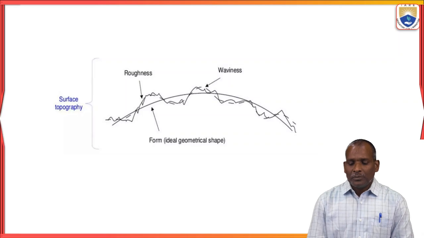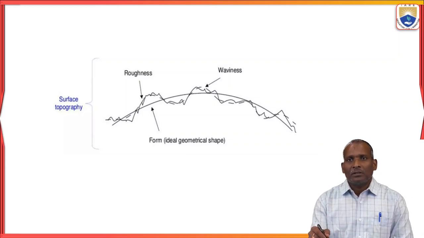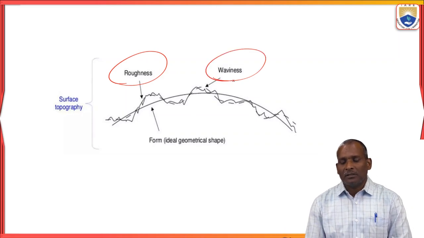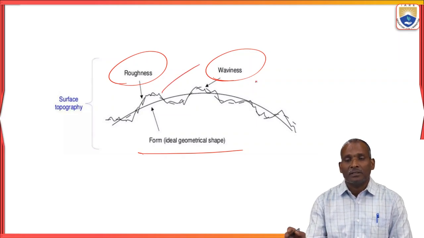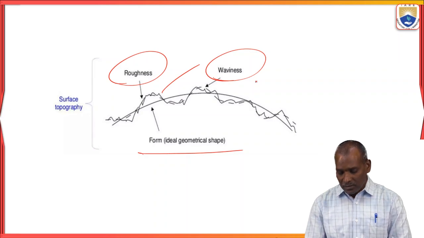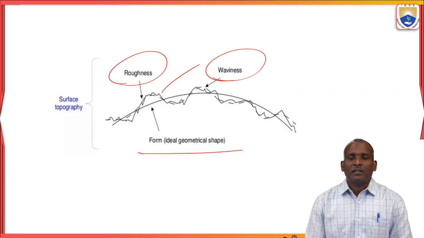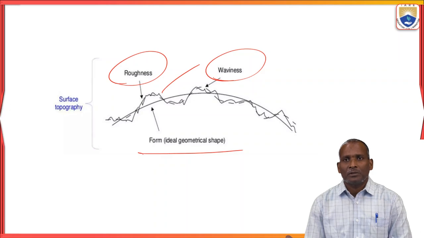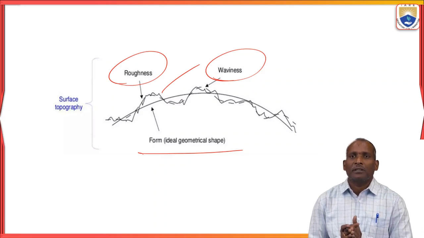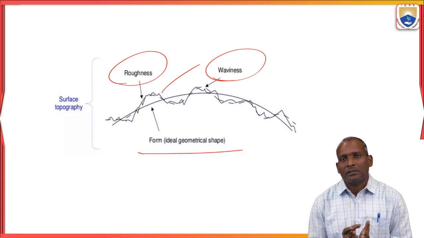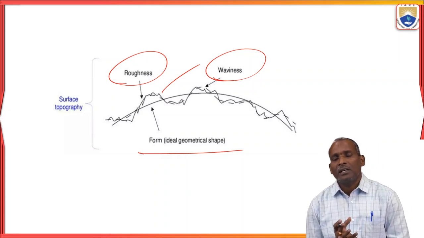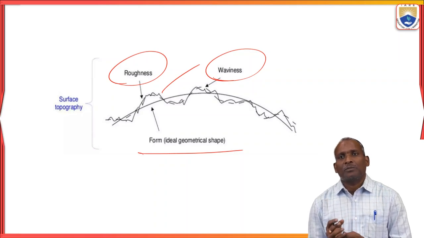If the surface topography also involves two terms, that is roughness and waviness. So the form, the ideal geometrical shape, here the roughness surface and the waviness shown in this diagram. These terms are related to the surface topography. So you can examine this contour by using some experimental methods and by using some high powered microscope.